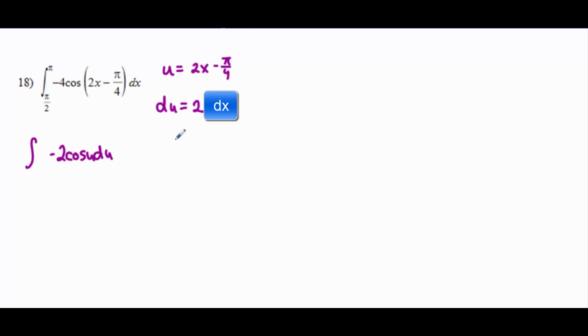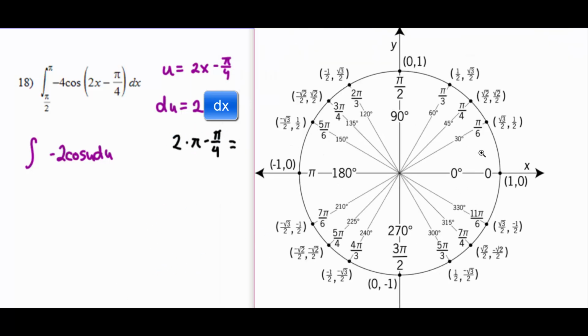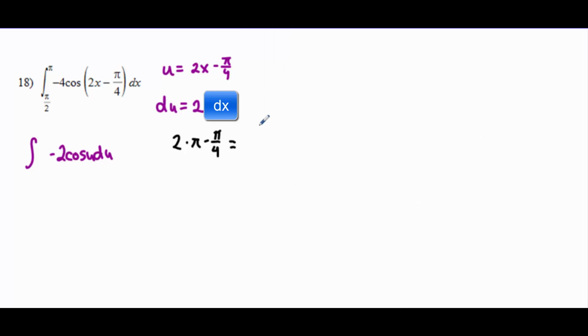So this is a little tricky. 2 times pi minus pi over 4, or at least it can be tricky. We'd actually use our unit circle to help us with this. If I have 2 pi and I subtract pi over 4, 2 pi is the same as 0. If I subtract pi over 4, I'm going backwards pi over 4, which gives me 7 pi over 4. The other way of thinking about it is to get a common denominator.